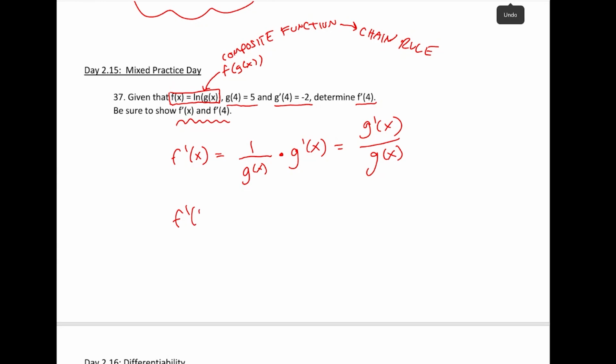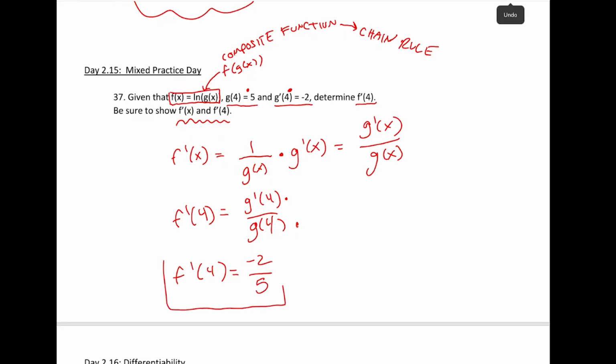Now I can evaluate this at x equals 4. I'm going to have g prime of 4 over g of 4. Both of these values are given up here, so we can just plug those right in. G prime of 4 is -2, and g of 4 is 5. So here is the value. This is our f prime of 4. And if we really want to go back and state what f prime of x is, we did do that up here, but we can also write it like this.